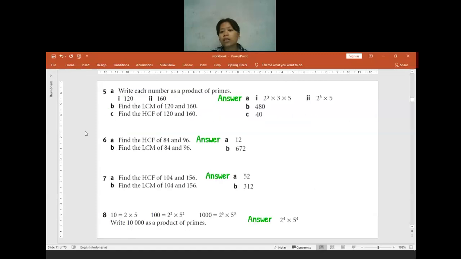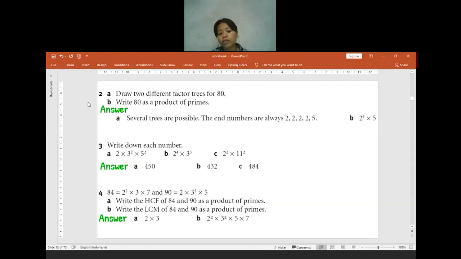Is there anything confusing from question 1 until question 4 before I continue to question 5? Is there anyone who is still confused? Is there anyone who is confused from question 1 until question 4, like making factor trees? Finding the LCM and HCF? Is there anyone who is confused?